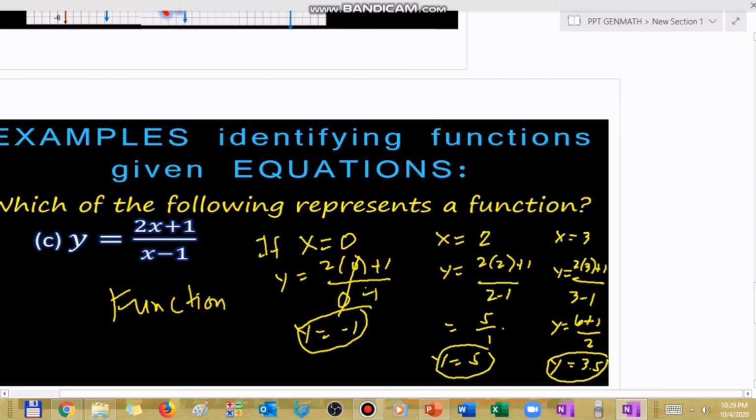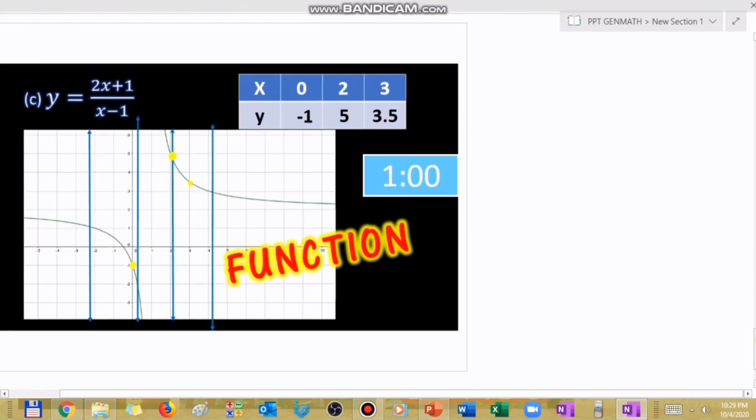Okay, if you are not yet satisfied, you can graph it and use the vertical line test. In the vertical line test, it looks like this. So we have 0 and negative 1, so the point is here. And then 2 and 5, so the point of intersection is here. And 3 and 3.5, this one.